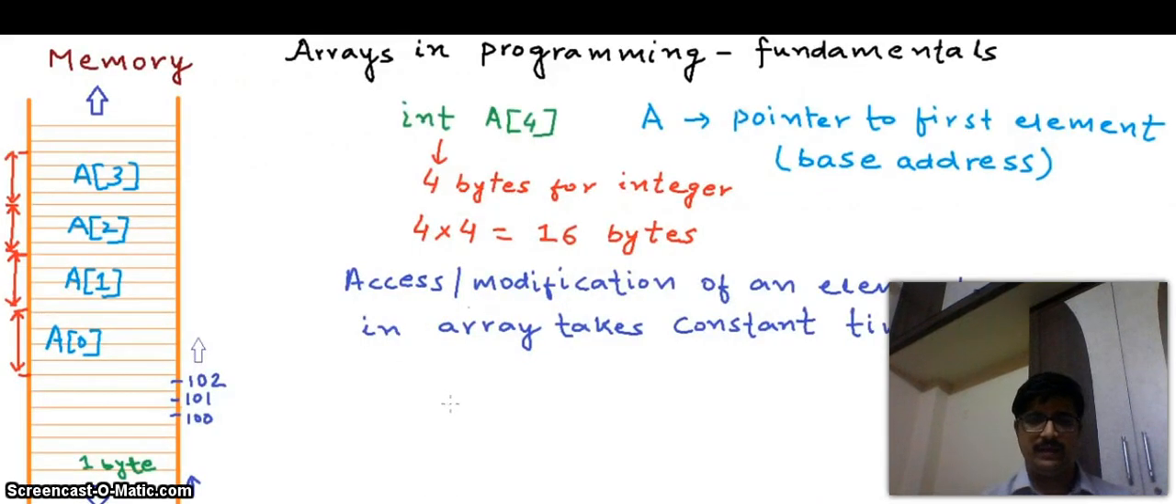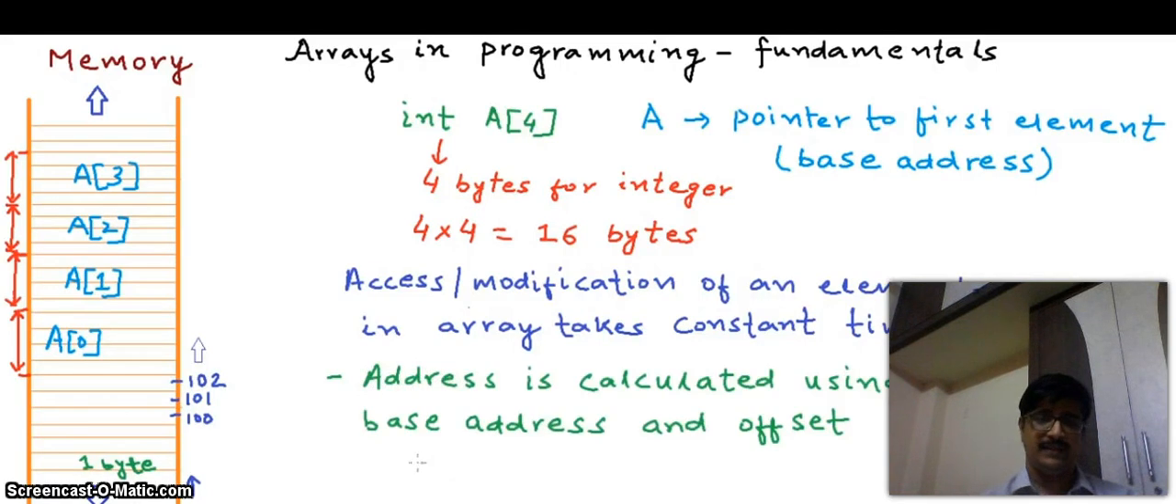So now it should be evident why accessing or modifying an element in the array takes constant time. When we try to access an element in the array, the computer first calculates the address of this particular element using the base address and offset. So for example, if we wanted to take the element a of 3, the address is calculated from the base address by adding the offset 3, and the value at this particular location will give us a of 3.